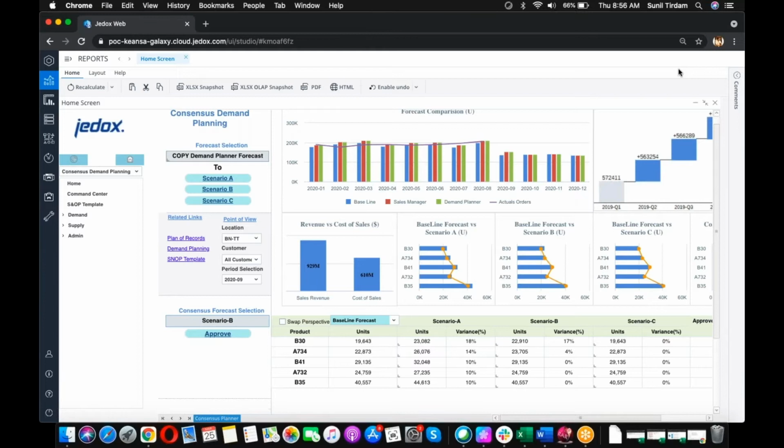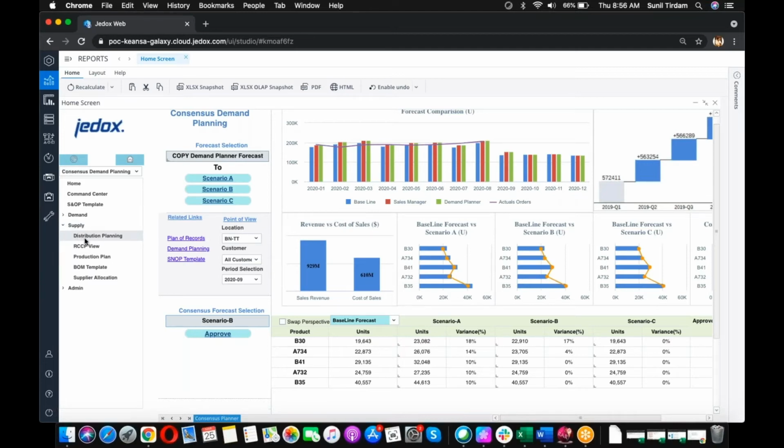Yeah, thank you, Sarvjit. Hello, everyone. This is Sunil Tidham. I am a pre-sales consultant and a senior enterprise performance consultant, and I work with Keansa Solutions. Today, I'll be working in the role of a supply planner. The role of the supply planner is to make sure that his resources are busy at all times, that the supply is level loaded, and that the inventory is optimal. And he'll also make sure the customer service levels are set and maintained at all times.